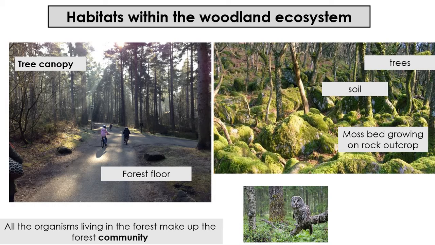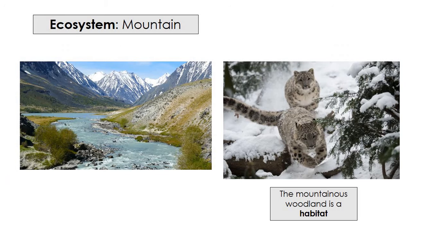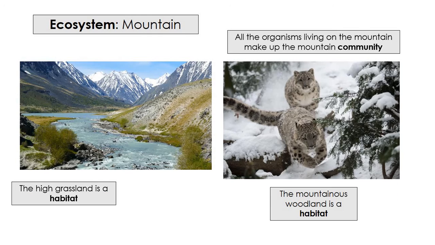So all the organisms living in the forest make up the forest community, and they all live in their different habitats within that larger ecosystem. So again, we're trying to use examples here to kind of bring these key terms together and put them into context. If we take our ecosystem of mountain, for example, okay, we have the mountains, woodlands is a habitat, but also the high grassland is a habitat as well. Each with their different demands, each therefore with different organisms that make up the community within that ecosystem.